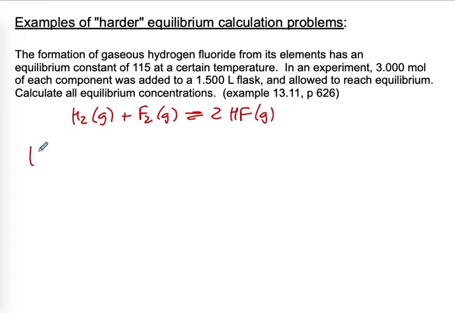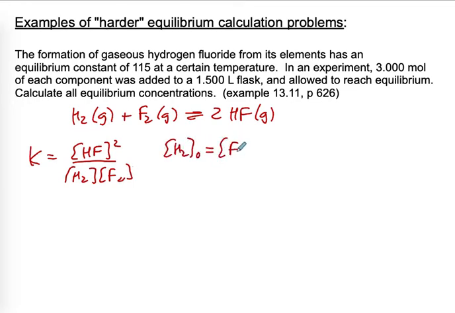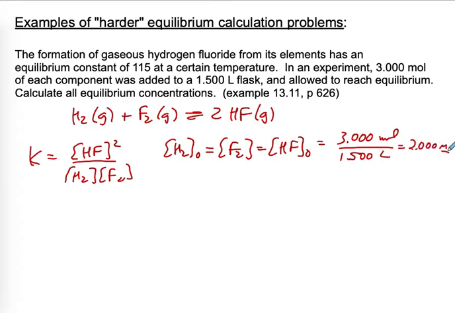And I'll write out the K expression. K is equal to the concentration of HF squared divided by the concentration of H2 times the concentration of F2. Okay. Our initial concentrations are all the same, so we're starting with 3.00 moles of each in a 1.500 liter flask, or 2.000 molar.